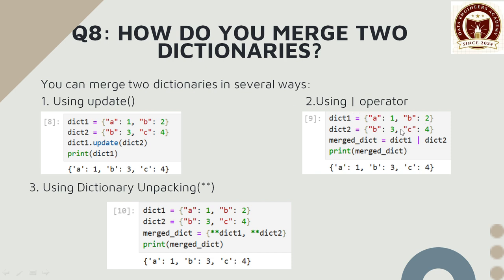Using the pipe operator, we can also merge dictionaries. We have two dictionaries again, dict1 and dict2. We are assigning the new merged dictionary to merged_dict, that is dict1 pipe dict2. By printing we will get this output. Next we are using unpacking. Here we have two dictionaries, dict1 and dict2. We can merge using star star dict1 comma star star dict2. We will get this output.